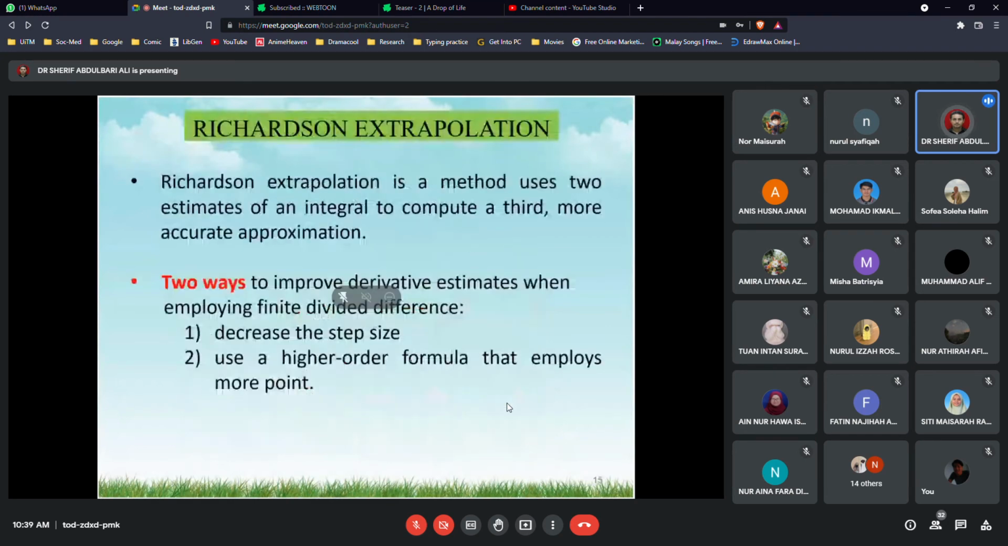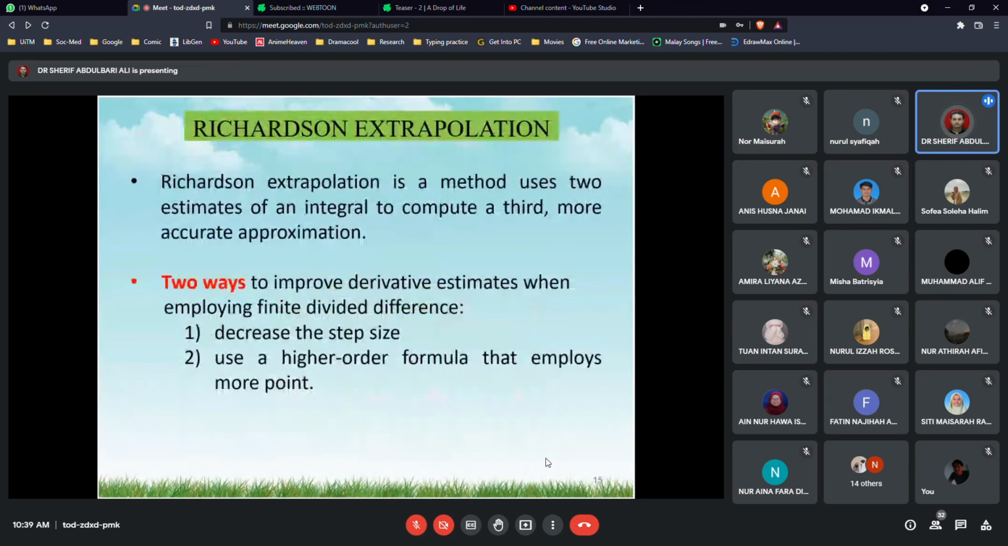Okay, last method for today is Richardson. This uses estimates of the integral to compute a third, more accurate one. I'm going to explain it again, no worries, on the next slide. So remember that we were saying there will be two ways, most of the time, to improve a relative estimate.